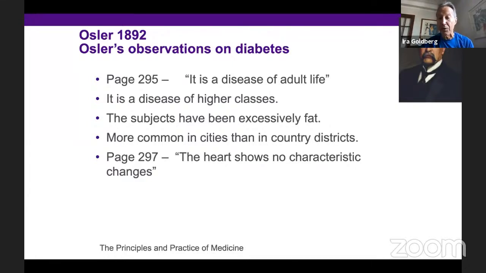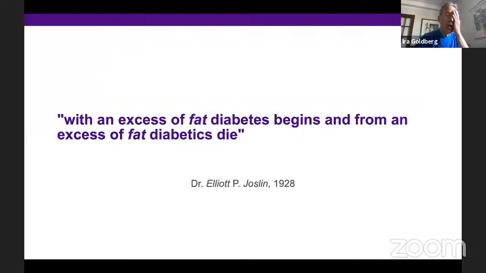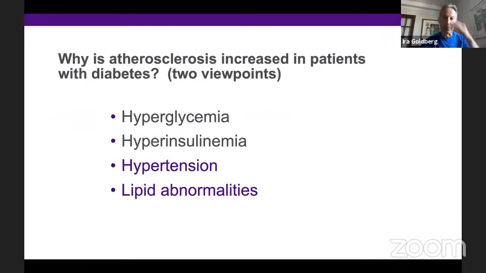The heart shows no characteristic changes with diabetes. So how did the best clinician in 1900 totally miss the boat? He missed what our first-year medical students know, that the heart is really the organ that's affected by diabetes. Three decades later, Elliot Joslin got it right. He said with an excess of fat, diabetes begins, and from an excess of fat, people with diabetes die, because he already had made the connection, as did the rest of the medical community.